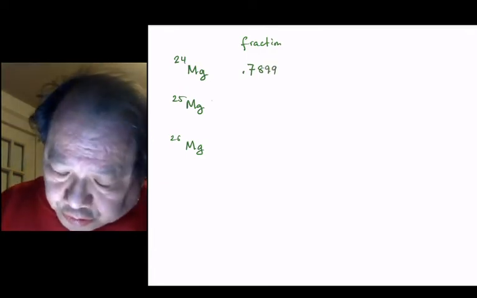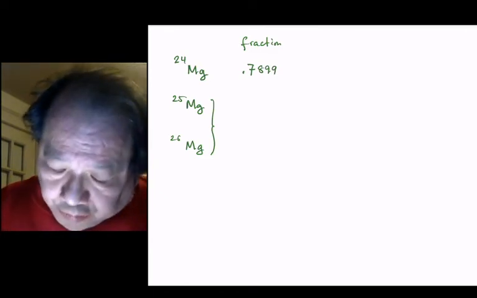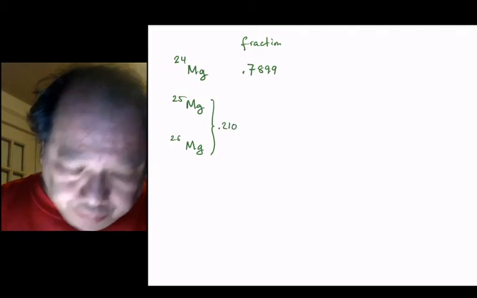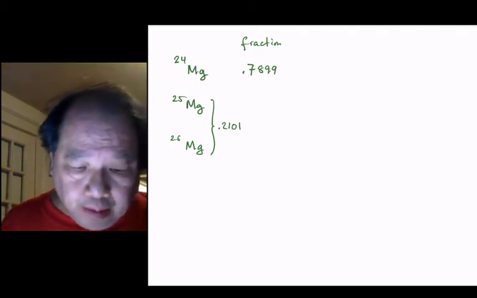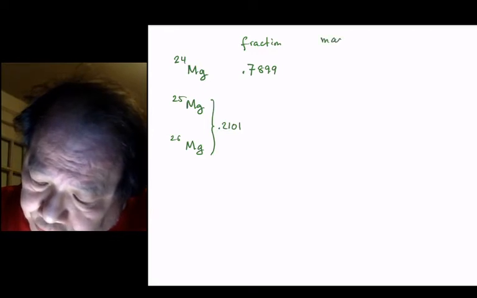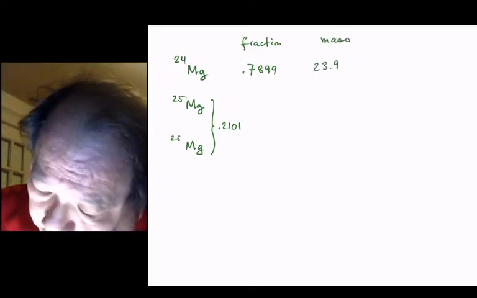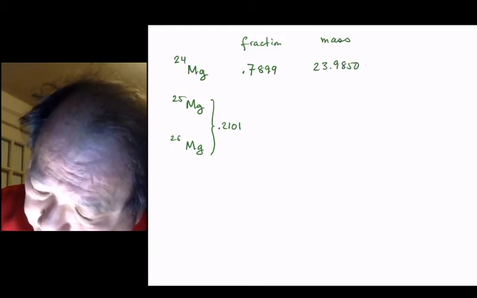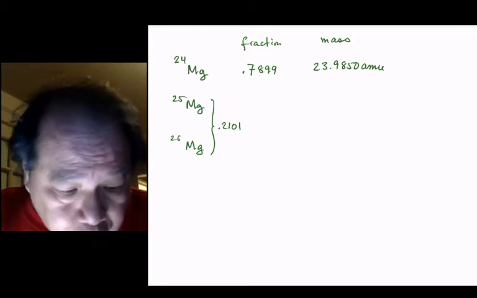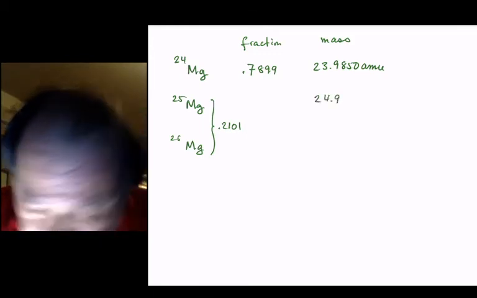And we're going to just work this out. The amount of magnesium 25 and 26 is 0.2101. And the masses of these 3 forms are 23.9850 AMU. So we know these things to lots of sig figs. 24.9850 AMU.